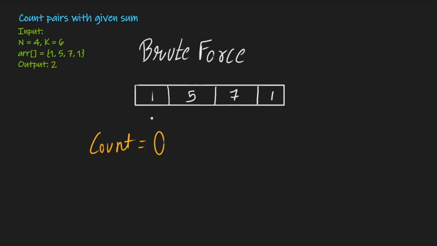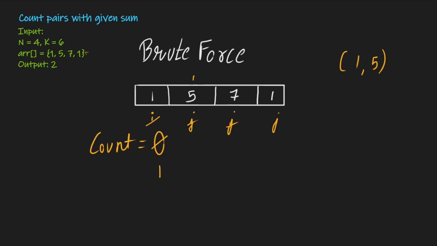Now, we are gonna start making pairs. So i will be here and j will be here. 1 comma 5 is a pair and it is a pair that is making a sum of 6. So we are gonna count this and our count becomes 1. Now j comes to the next position. 1 comma 7, that is 8, not equal to 6. j will be moved to the next position. 1 plus 1, it is 2, not equal to 6.